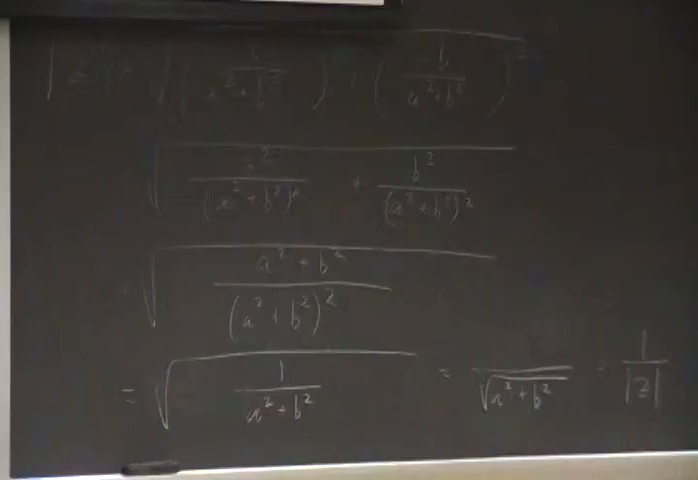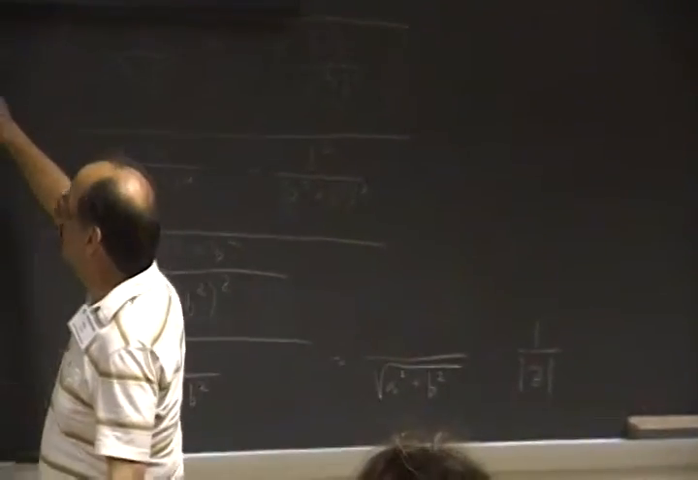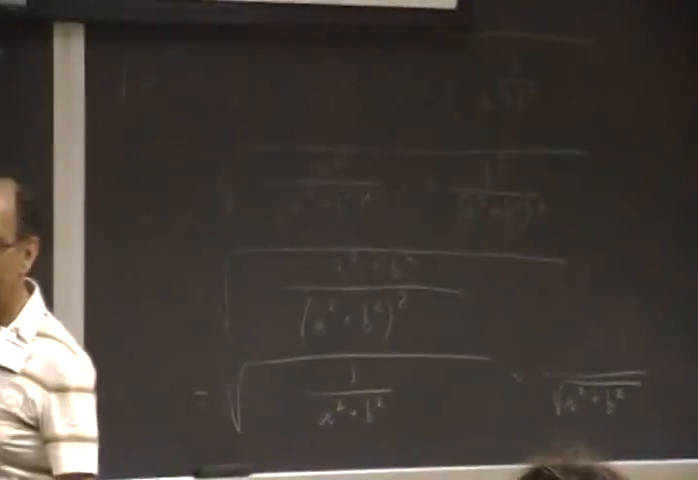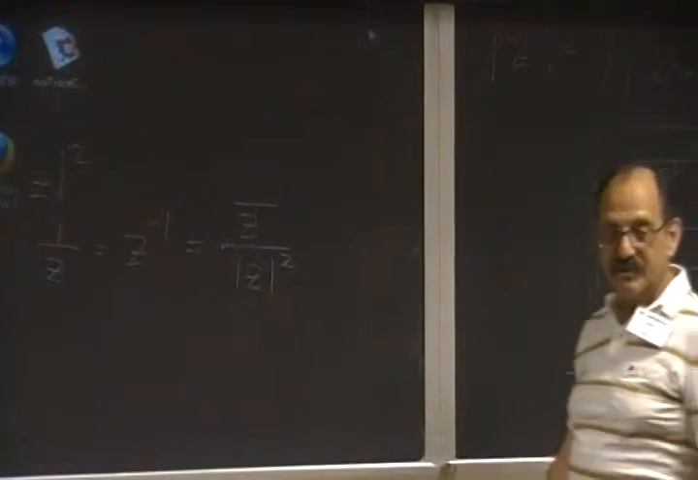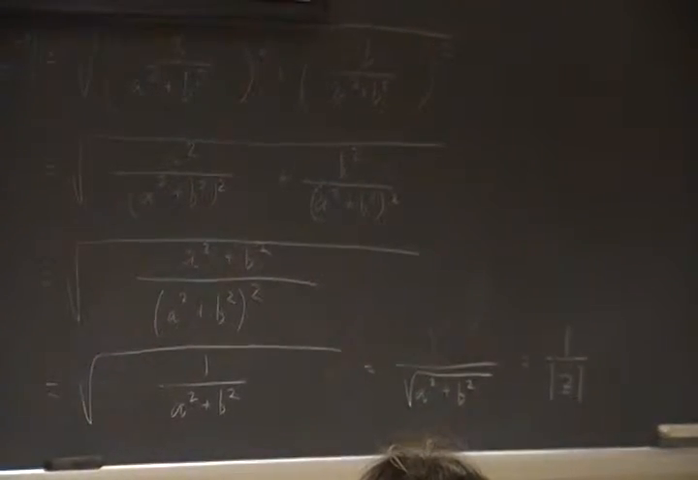Yep, what, Martin? Never mind. So the length of the reciprocal, not surprisingly, is 1 over the length of Z. Not a surprise, but we had to compute it and see that it did work.